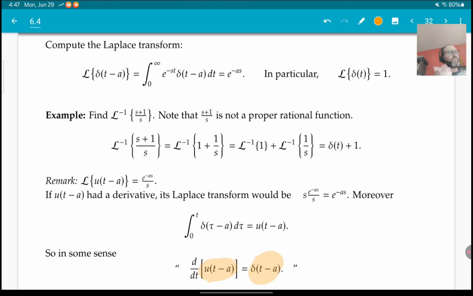And this can keep going as well, right? We can take the derivative of the delta function, but let's not worry about that. You can. Let's just say that. But basically, one way of thinking about the delta function is that it is the derivative of the Heaviside function.